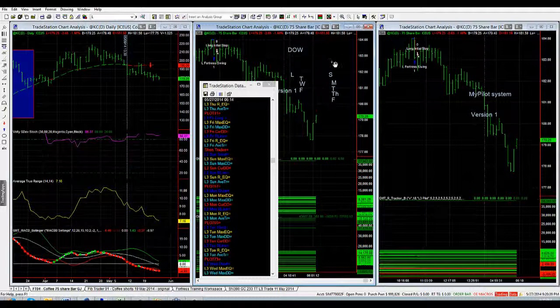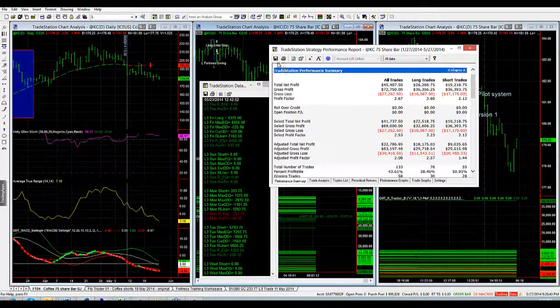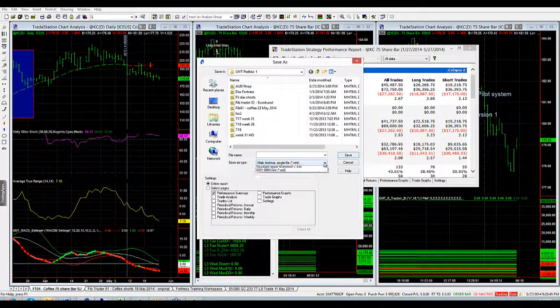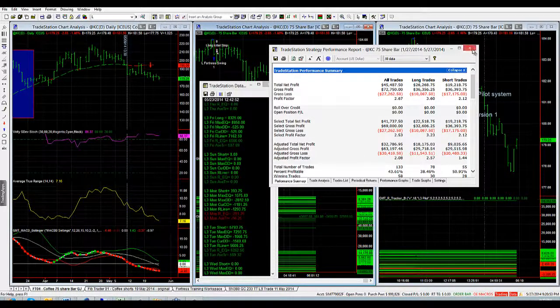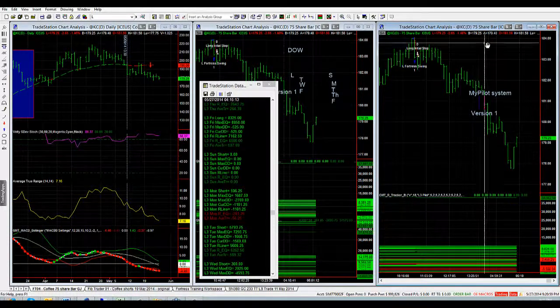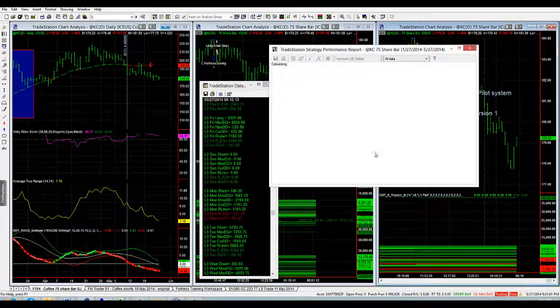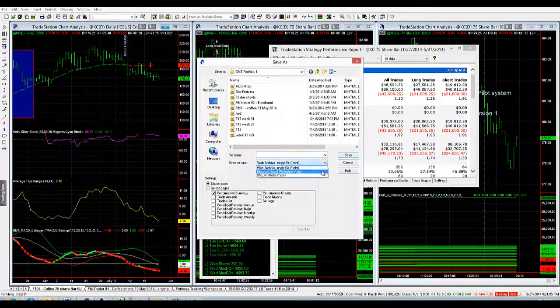Yeah, so we need to copy this here. So we'll run our performance report, and we're going to save that as an Excel document, and we're going to call that coffee. Actually, we better make sure we've got the pilot system loaded up here. So let me grab that here. So there's our pilot, and that's it. We want to save our pilot system.